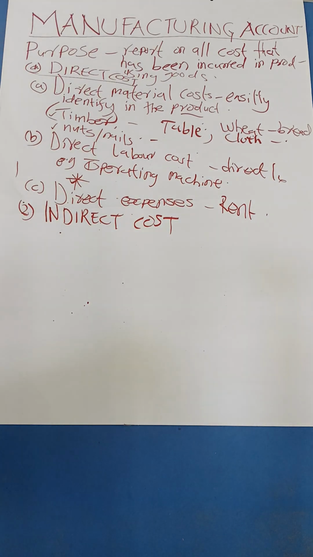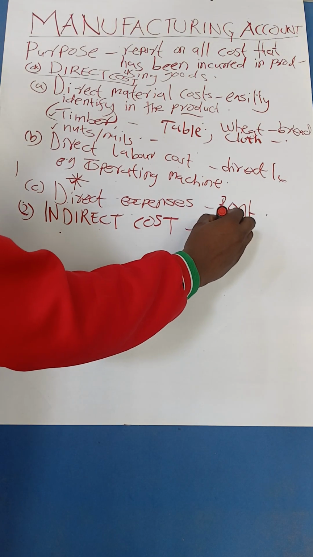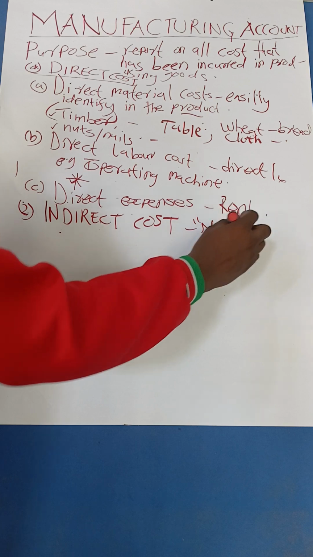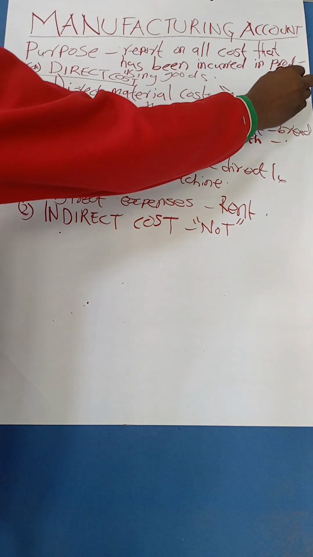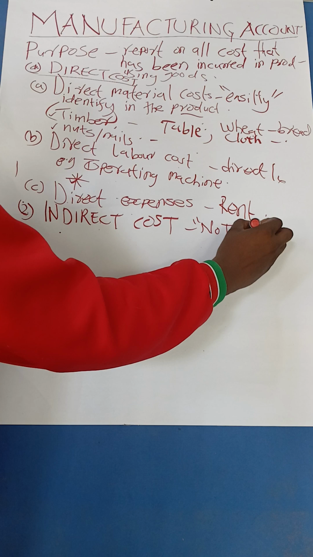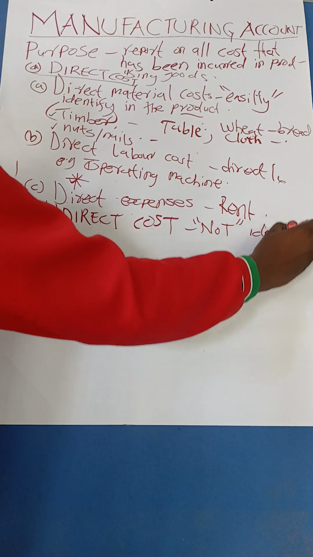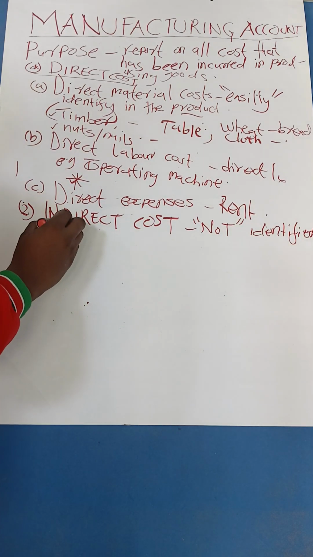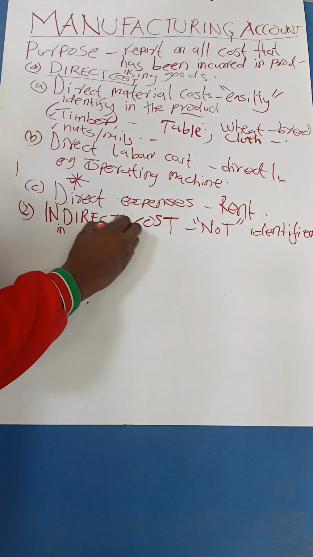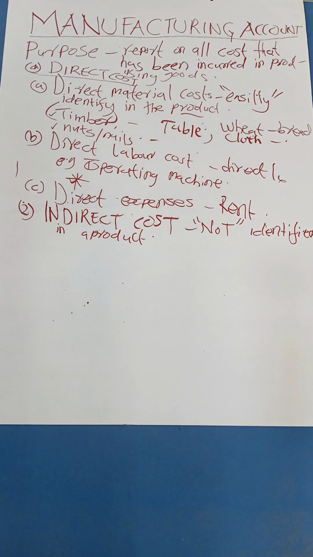Indirect cost, we are saying these are costs not easily identified in a product. Not easily. Underline the word not. This one we said easily identified. This one, not easily identified in a product. Good. Let us start the way we started with the direct material cost.